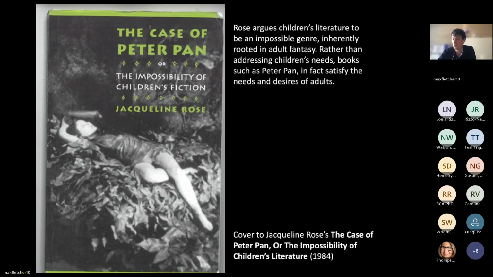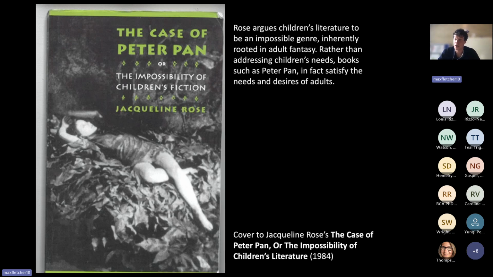I'll move on. This image here is the cover of Jacqueline Rose's book, The Case of Peter Pan, or The Impossibility of Children's Fiction. In the book, Rose argues that children's literature is an impossible genre. It's inherently rooted in adult fantasy. Although Rose's book takes J.M.